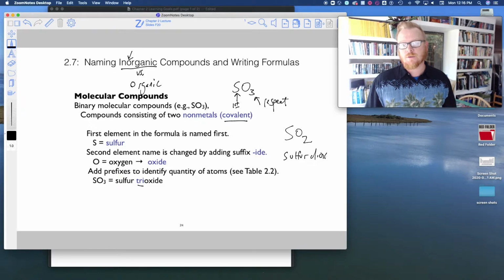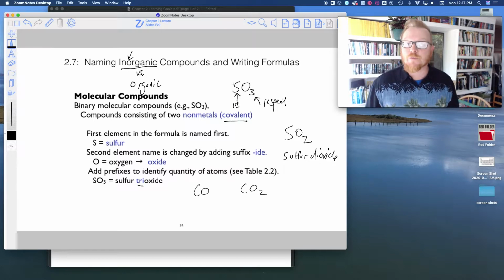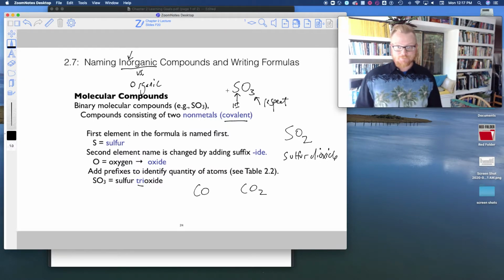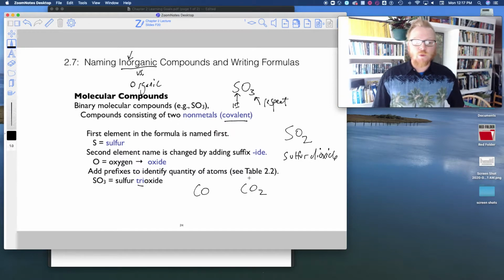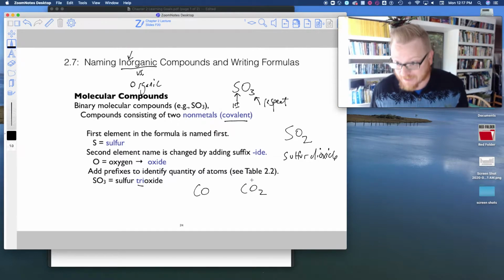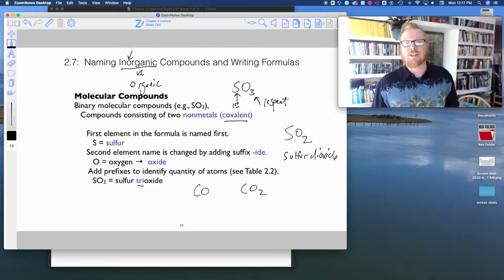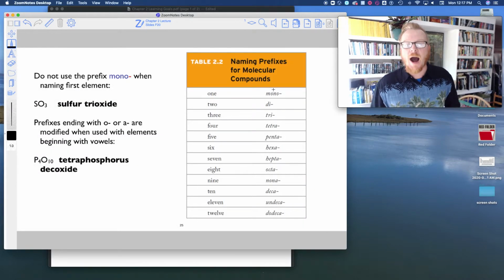sulfur dioxide. I'll give you another one, 2 examples that you already know. CO and CO2. And note, on the very first element name, if there's only one of them present, we don't say mono. Here's this list: 1 is mono, 2 is di, 3 is tri, etc.